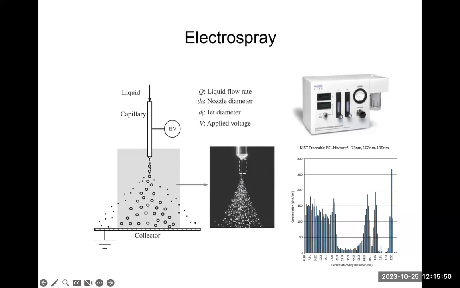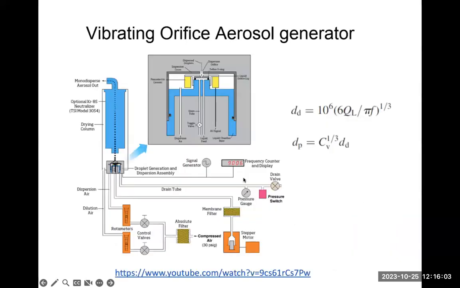So this is about the electrospray, and you can see you can generate smaller particles. At the same time, this is because of the contaminants or extra components of these PSL spheres that are being generated by the electrospray.